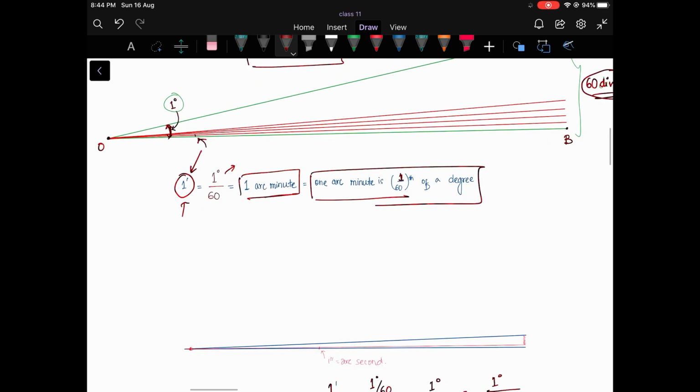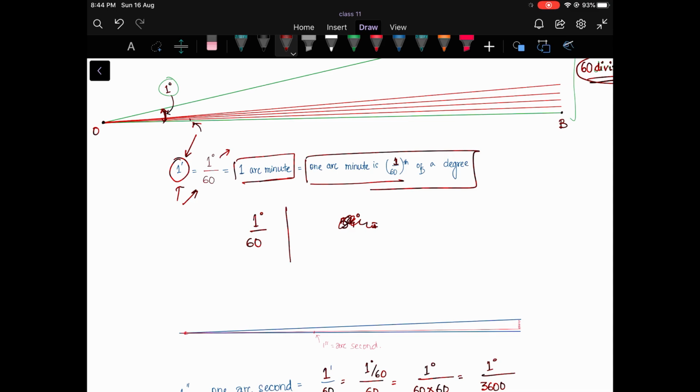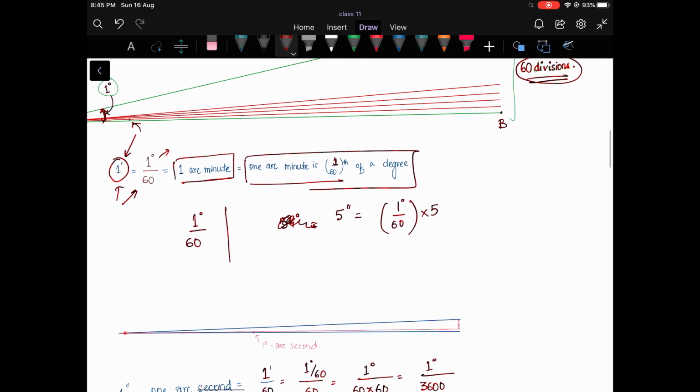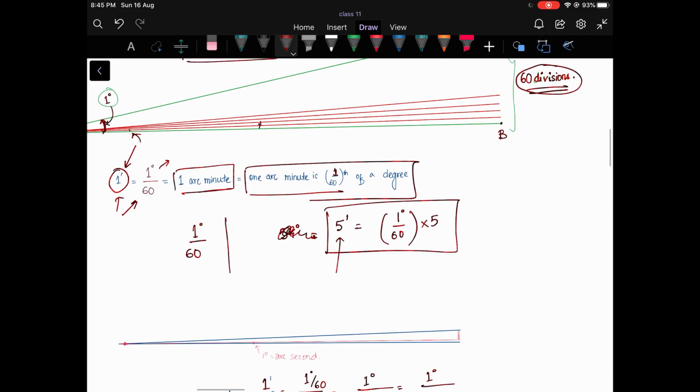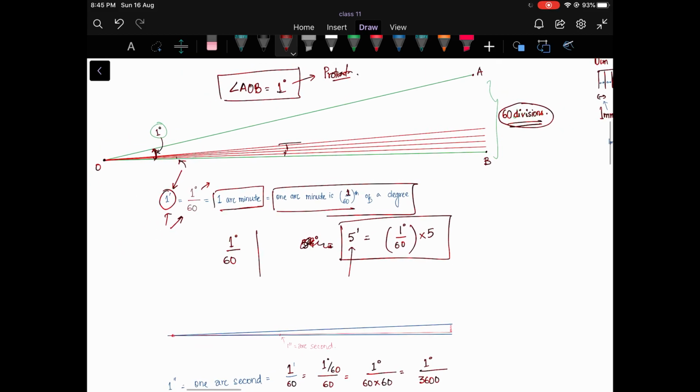To convert your arc minute into degrees, you simply have to take the degree that you have and then divide by 60. Therefore, if I have 5 arc minutes, it simply means I have 1 degree divided by 60 times, then 5 times of that. Sorry, I wrote here double dash, but it's actually 1 dash. So this is your 5 arc minutes, which represents 1, 2, 3, 4, 5 equal parts of this 60 divisions of your 1 degree that we have.